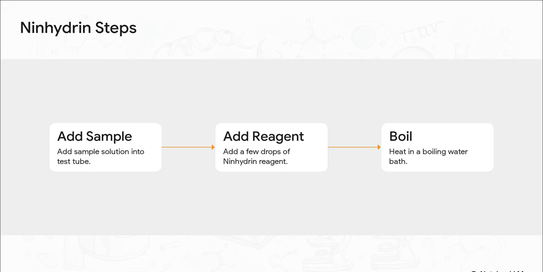But the absolutely crucial step here is the heat. Unlike the gentle warming we used in the previous tests, this reaction demands a boiling water bath. The Ninhydrin really needs that robust heat energy to react thoroughly with the free amino groups present in the sample.